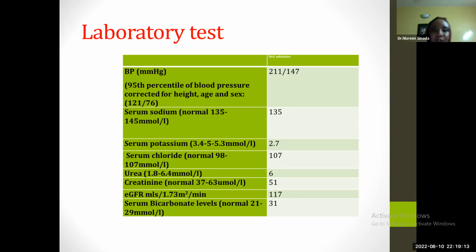So what is your thought about this patient? This patient has metabolic alkalosis, hypokalemic metabolic alkalosis with high blood pressure. What is your thought about this patient?